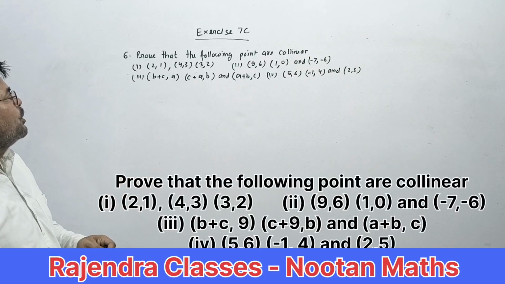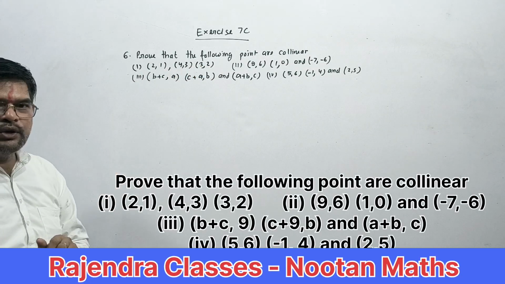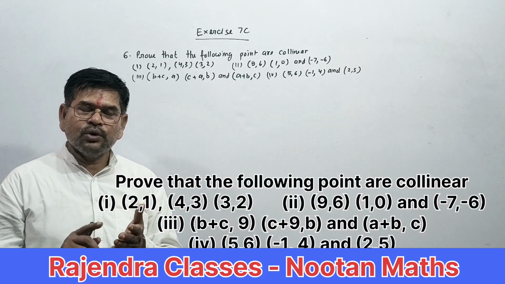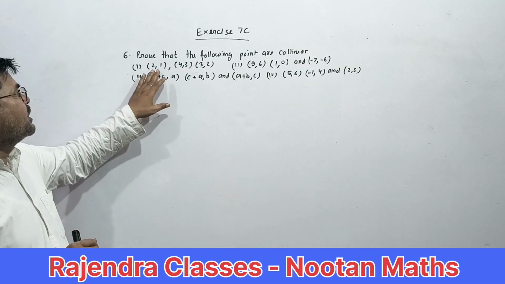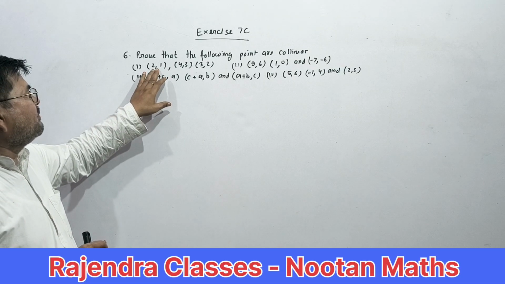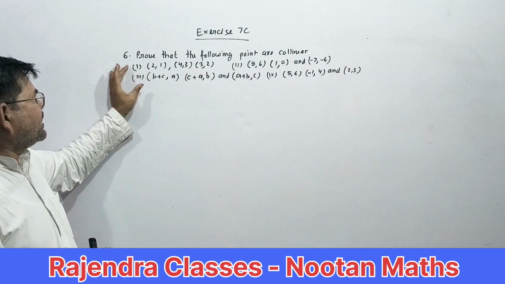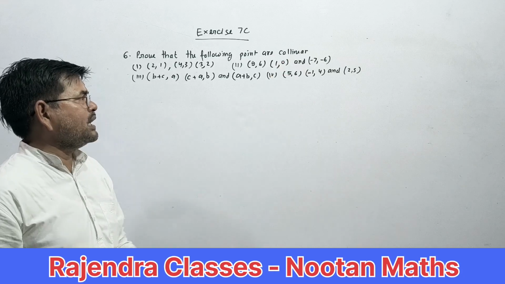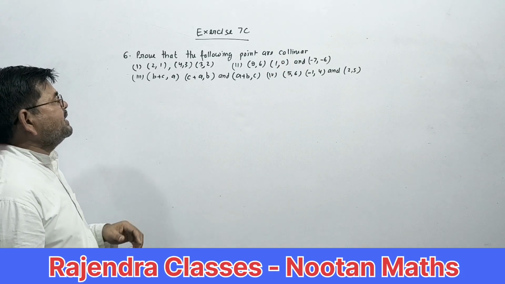Question number 6, prove that the following points are collinear. We know that if the given points are collinear, the area of triangle is 0. The given points are 2, 1, 4, 3 and 3, 2. The first question, second question 9, 6 and so on. So we take the first question from the screen.